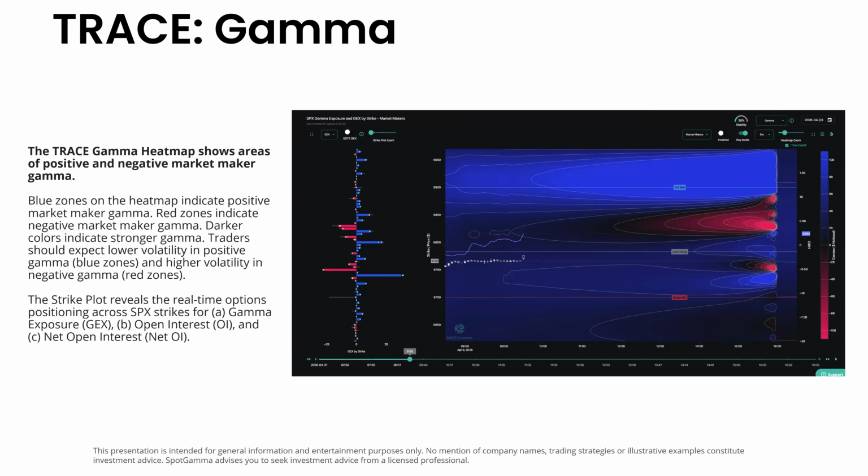For this trade, I used the Trace Gamma heat map. It is also proprietary to SpotGamma and is updated every minute. On the right side of the chart, the Trace Gamma heat map shows areas of positive and negative market maker gamma for SPX. Blue zones indicate positive market maker gamma. Red zones indicate negative gamma. Darker colors indicate stronger gamma. Traders should expect lower volatility in positive gamma, that's the blue zones, and higher volatility in negative gamma, the red zones. On the left side of the chart, the strike plot reveals the real-time options positioning across SPX strikes for gamma exposure, GEX, open interest, OI, and net open interest, net OI.